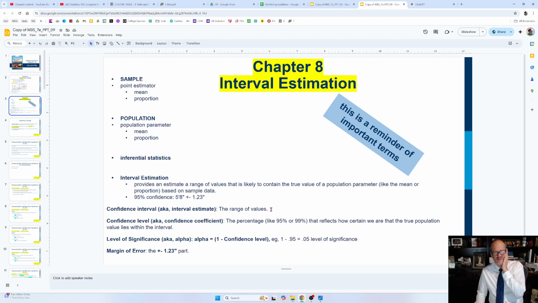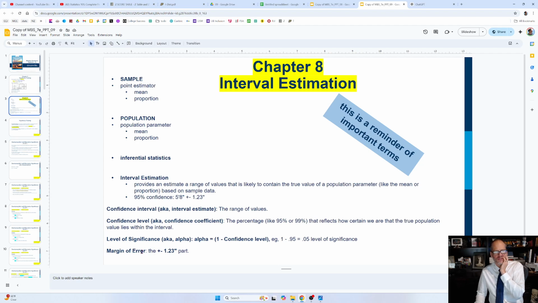And yeah, so the confidence interval is the range of values. We're going to do an interval to estimate the population parameter based upon our point estimator, and it's called a confidence interval. It's an interval estimate, and we will have a confidence level, also known as the confidence coefficient, to say how confident we are that our interval estimate for the population parameter, whether it's the mean or the proportion, is going to be found in that range. And then the level of significance is the alpha, right? The little area in the tails. So all these terms are important, and this is a reminder of them.